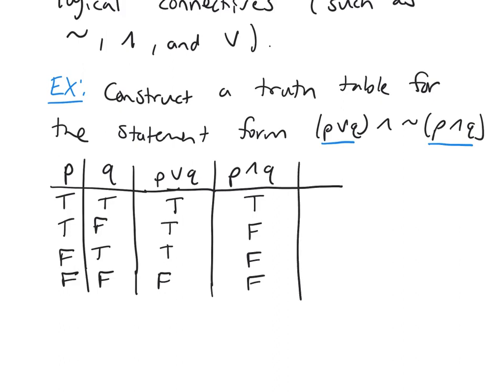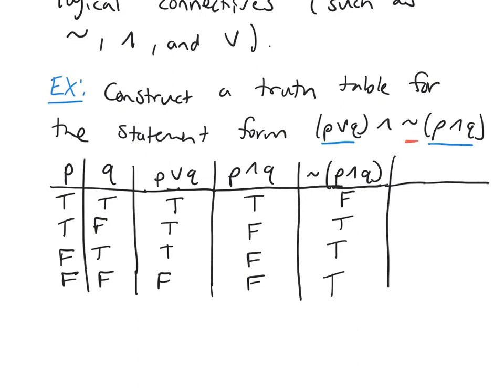And then if I look, I need to negate the not of the and. So I need to compute not P and Q. And so we're going to flip this last column. So the first one was true, so I'm going to write false, and then the rest of them were false, so I'm going to flip it to a true.